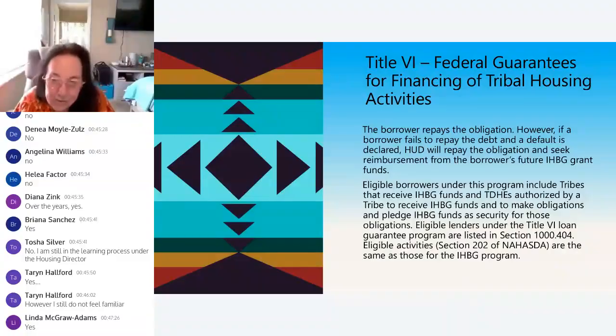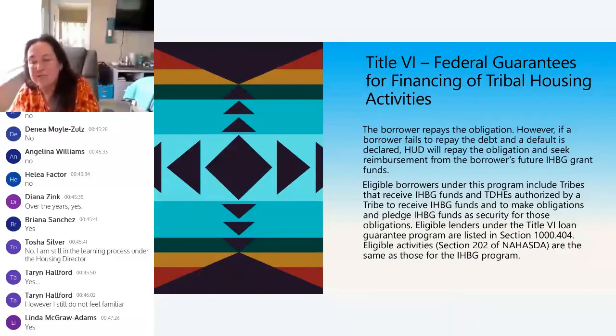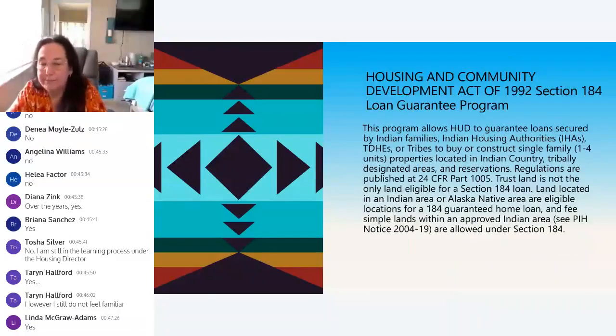Eligible lenders under Title VI are listed under Section 1000.404 in the regs. So whenever you hear 1000 and it's followed by a number, that's telling you it's in the regulations. You jump to that document that's found under 2, okay? Eligible activities under Section 202 in NAHASDA are the same for the block grant program. So it allows HUD to guarantee loans secured by Indian families, Indian housing authorities, tribes. This is speaking to the 184 program, okay?